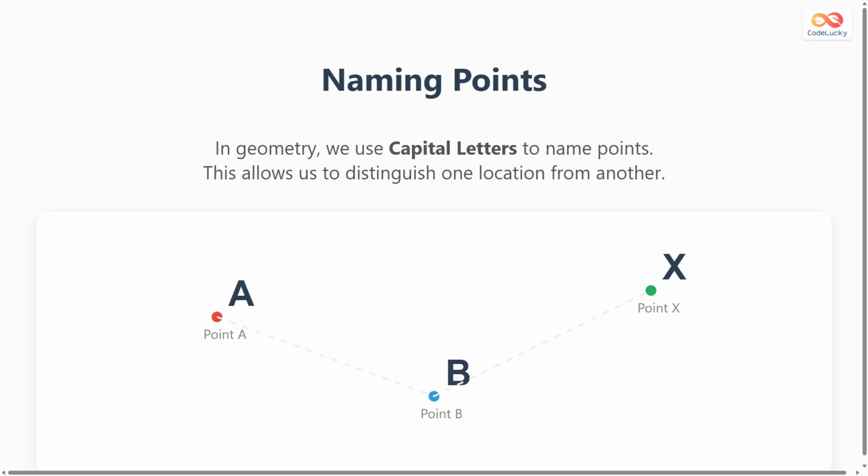To keep track of different locations, we need to name them. In geometry, the standard rule is to use capital letters. So you will see point A, point B, or point C. This helps us communicate exactly which location we are talking about.